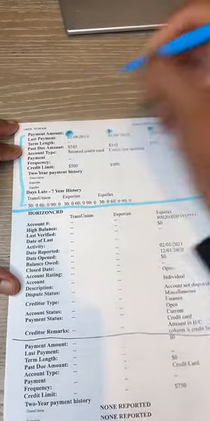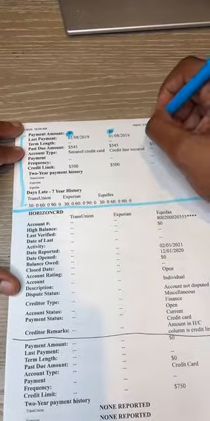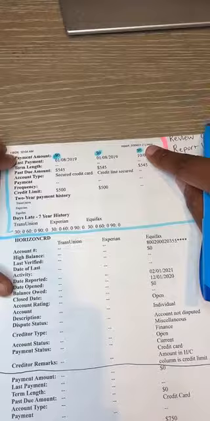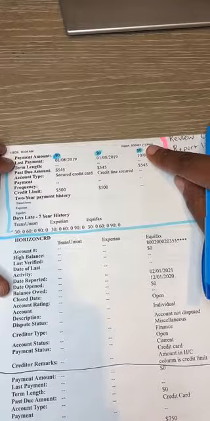All right. So for this payment amount, there's 0 because this account is closed. Because this account is closed, you no longer owe a monthly payment to it. Okay. This account is closed. You no longer owe a monthly payment.